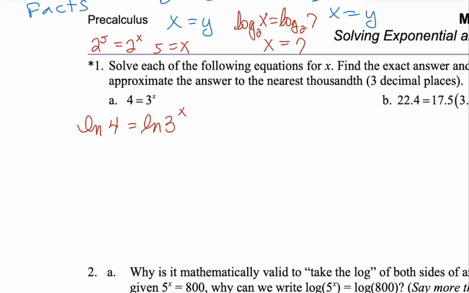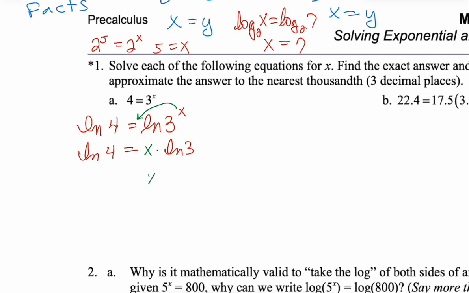Now, the reason we can do that, and the reason that that is helpful, is because we have learned about the properties of logarithms that says we can drop that power down in front. So as soon as we drop that power down in front, we get that the natural log of 4 is x times the natural log of 3. Now, why is that helpful and important? Well, the natural log of 4 is just a number that I could put into my calculator.